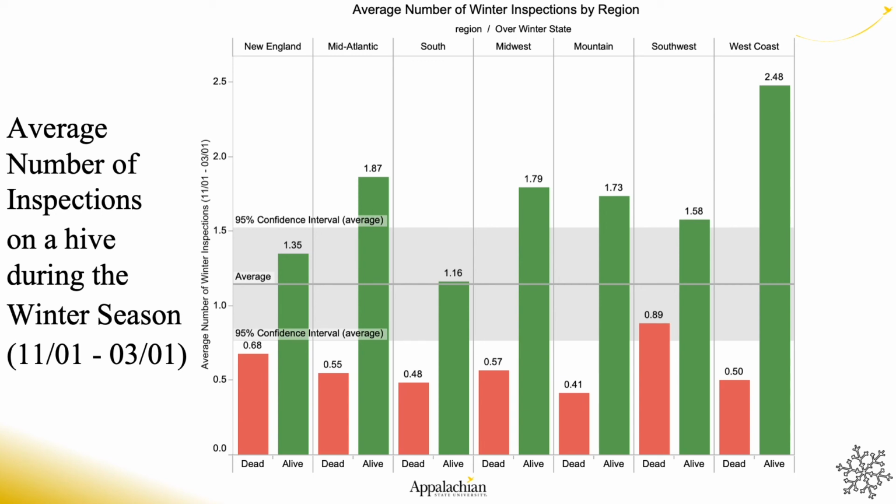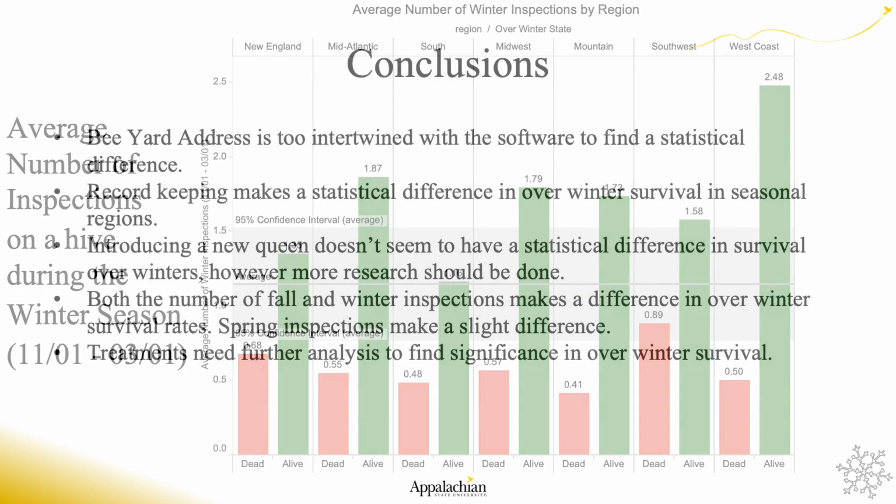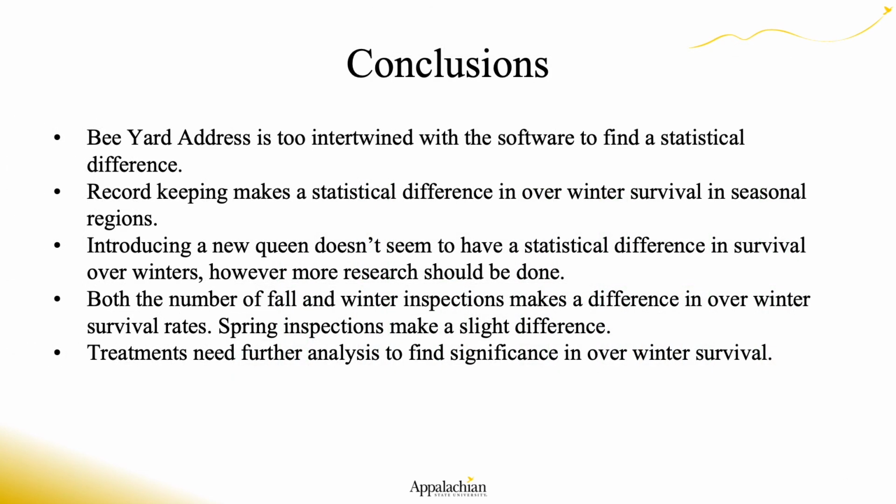Running an ANOVA analysis or doing a confidence interval for each of the individual regions would give us further explanation of this trend, but for now, the overall confidence interval shown gives us preliminary insight into the beekeeping practices of inspecting hives over the winter. The introducing new queen hypothesis proved to be a bit more complicated and needs further analysis in the future. Both the number of fall and winter inspections done on a hive make a statistical difference in the overwinter survival rate, while the spring inspection count makes a slight difference. And lastly, the treatment hypothesis needs further analysis and data to trace to the overwinter survival.